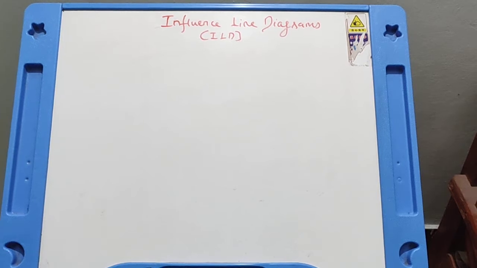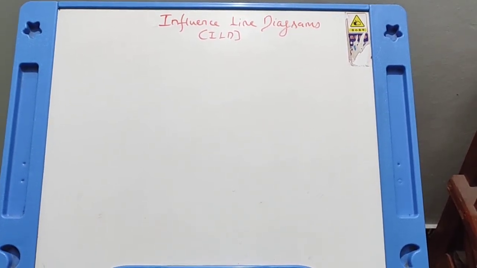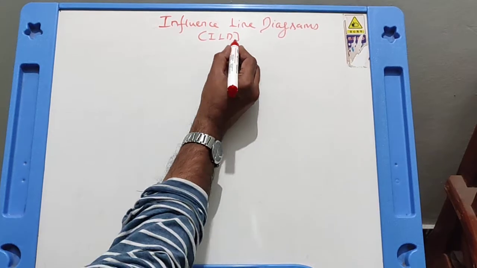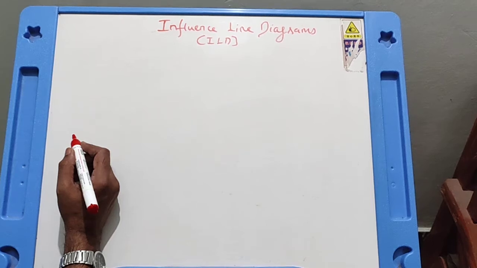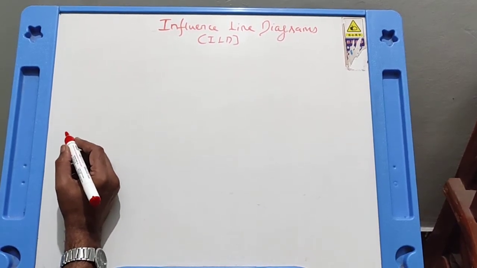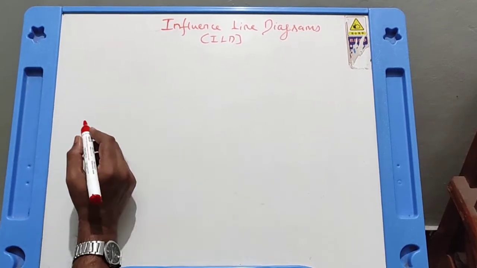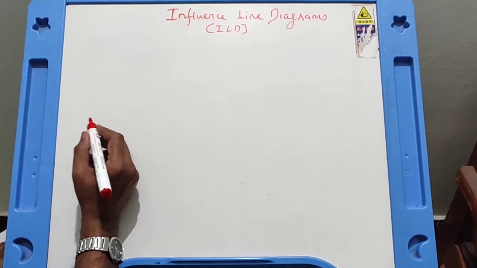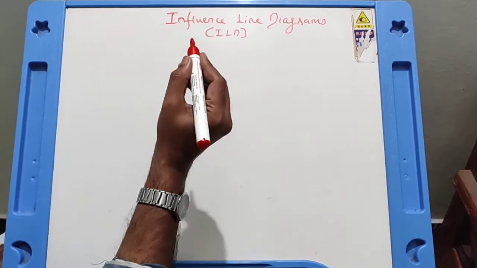This session is on a very important topic which is known as influence line diagrams. It is abbreviated as ILD. And you know, the application of influence line diagram is for the bridges where the vehicles continuously move over the bridges. That means the application of influence line diagram is about moving loads, the loads which are not at rest, the loads which are continuously in motion.